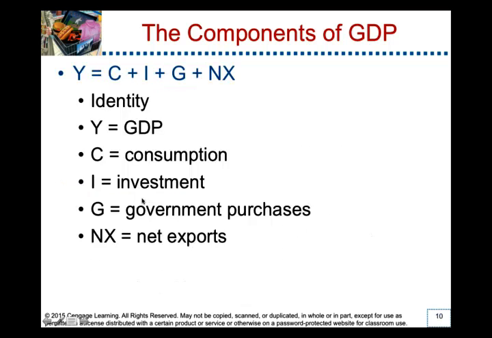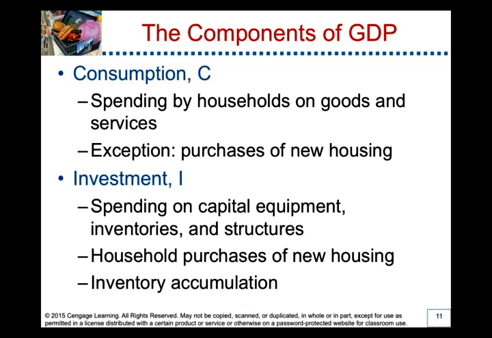Now, the second component that we had in that equation, if you remember, was investment. So what is investment? Well, the firms spend on capital equipment. When they start their production, they need to buy capital equipment, inventories, and they also need to buy structures. So whatever they spend to buy all of these becomes part of the investment. Along with that, when households buy new houses, that becomes part of the investment as well.